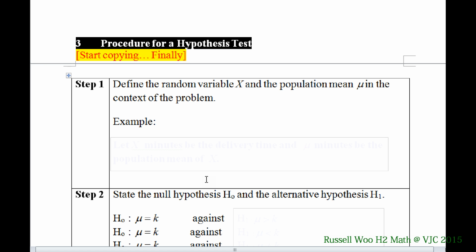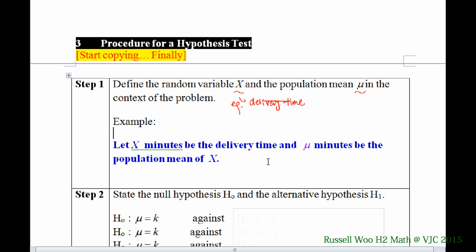Step 1. Define your random variable X. In our case, X is the example, delivery time. And what is mu? So we define the symbols used. For example, we let X minutes be the delivery time and mu minutes be the population mean. You define properly. Step 1, define.